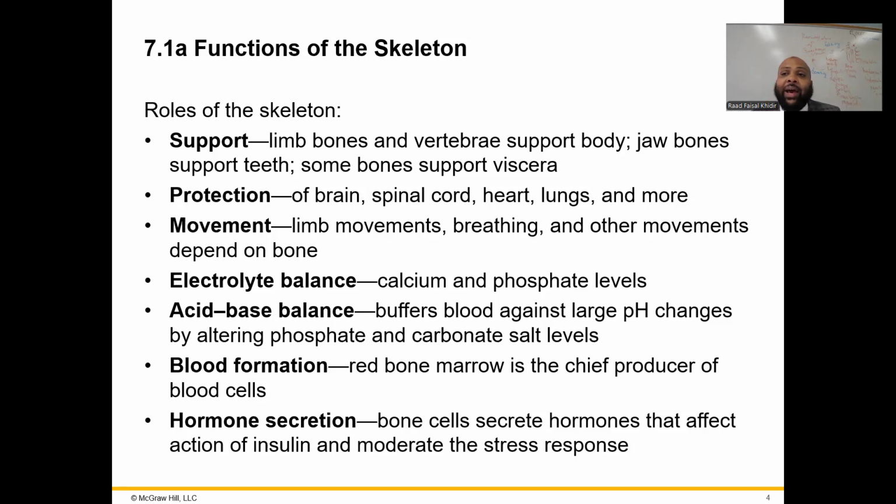So when you're wearing a helmet, that's actually your second helmet. The first helmet is your skull, and it protects the brain. So it's important for support, important for protection. The bone is important for movement.